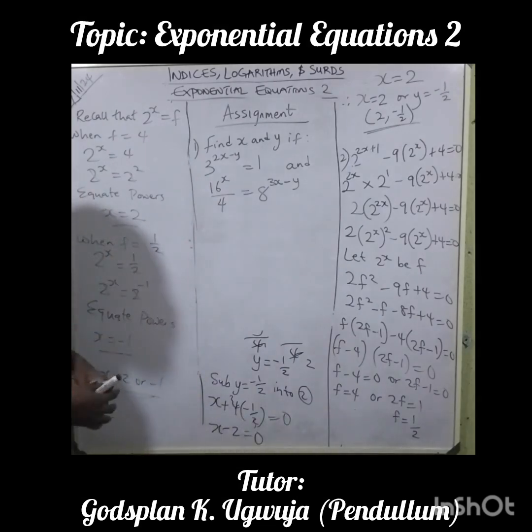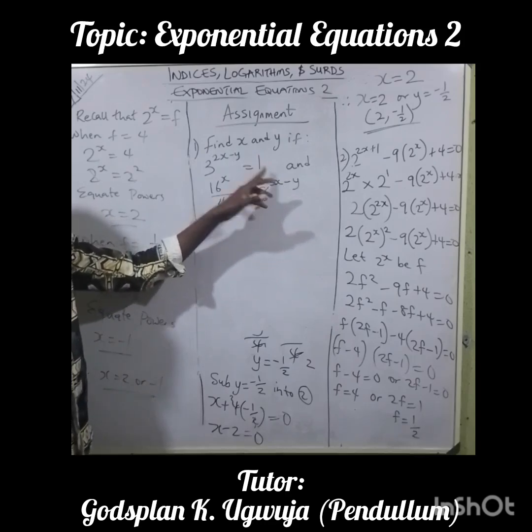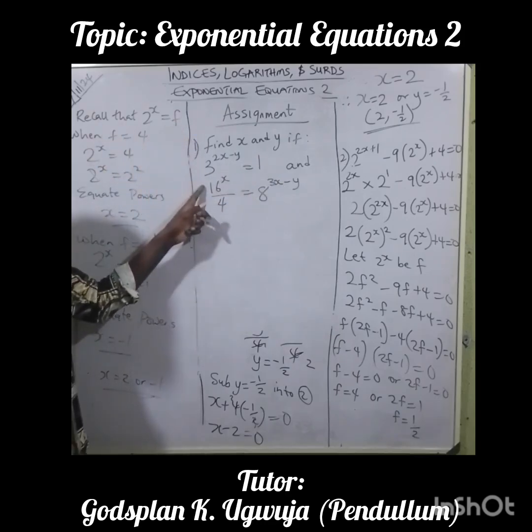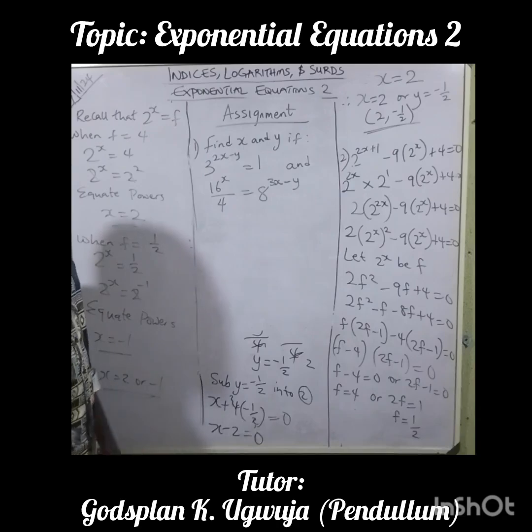What I mean by that is remove the indices, remove the powers, let them just be linear. Okay, so you can follow the example I've done, but it's not difficult. Put them in the same base. 1 is 3 raised to power 0. Put all this one in the same base, base 2, and you get your answer.